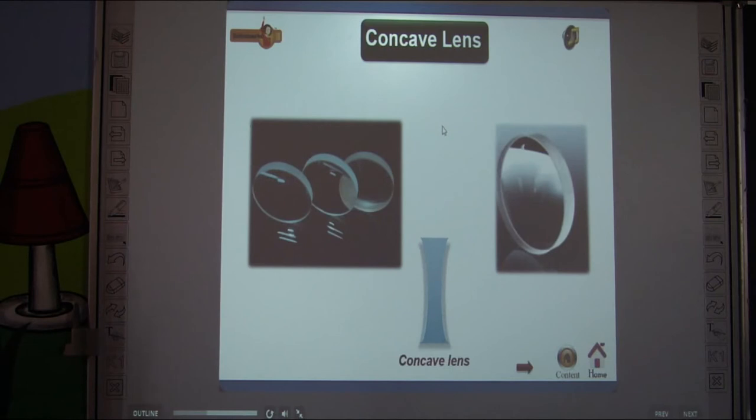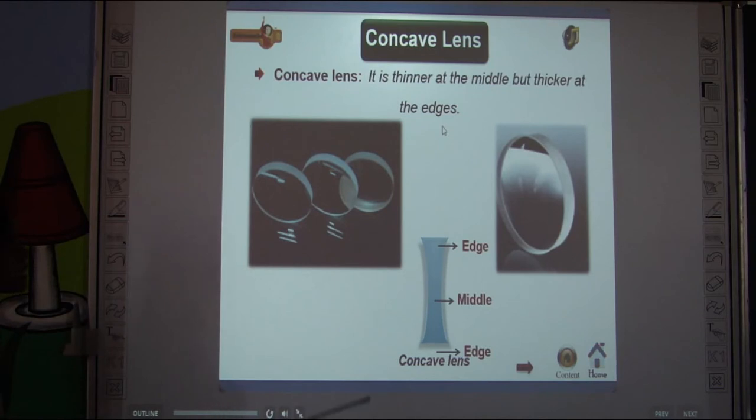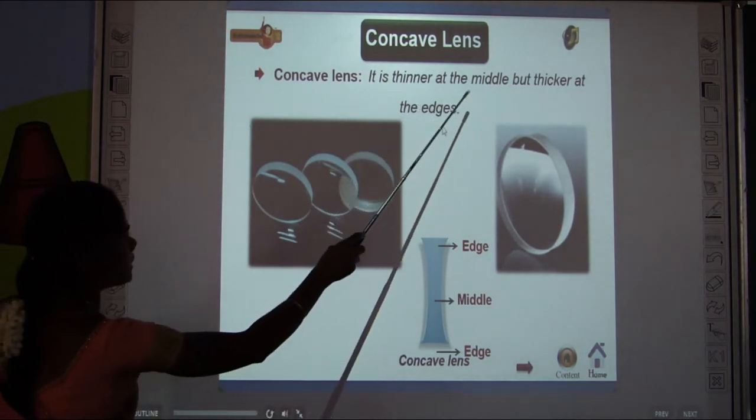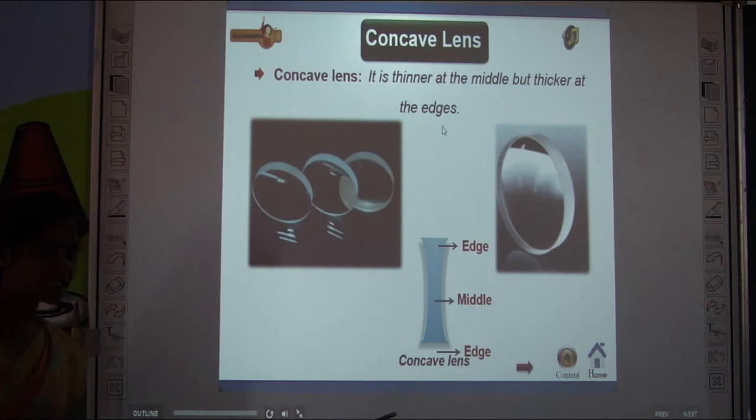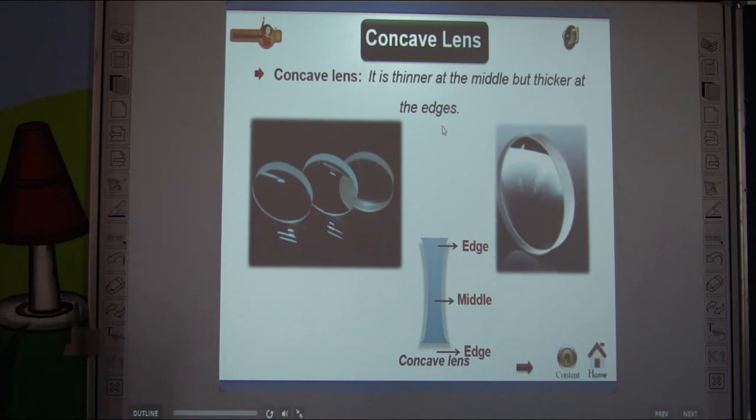Concave lens. What is called concave lens? Look at the picture. It is a schematic diagram for concave lens. A concave lens is thinner at the middle but thicker at the edges. It is opposite to convex lens. It is thinner at the middle and thicker at the edges.